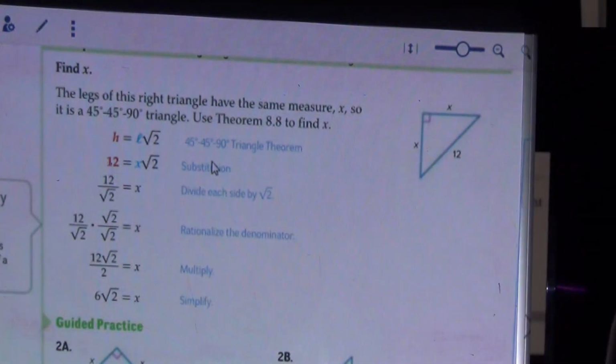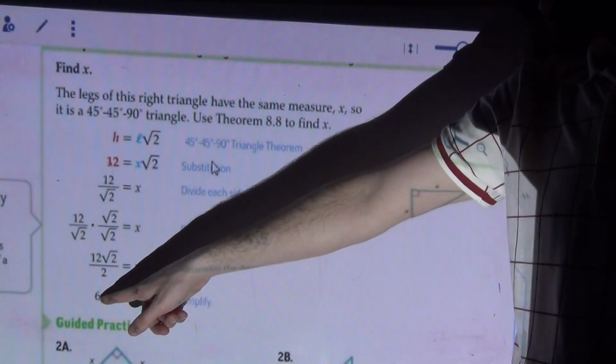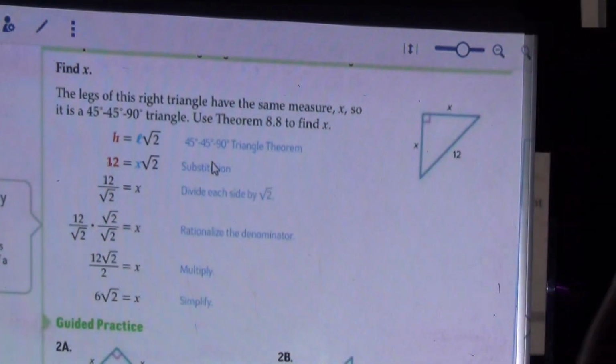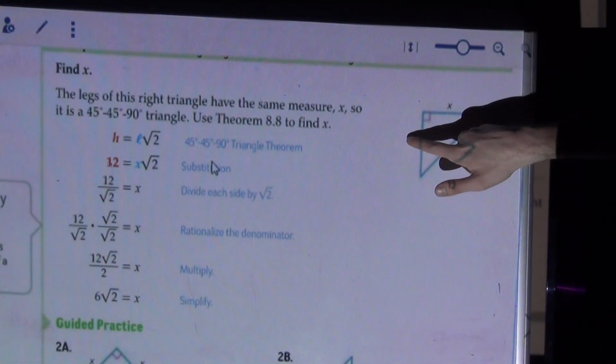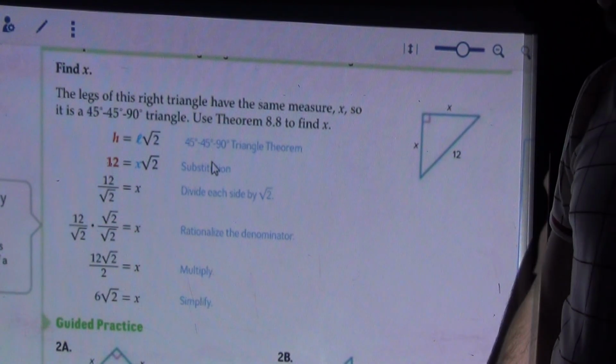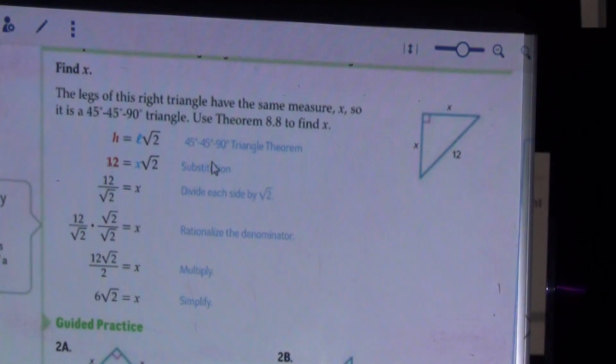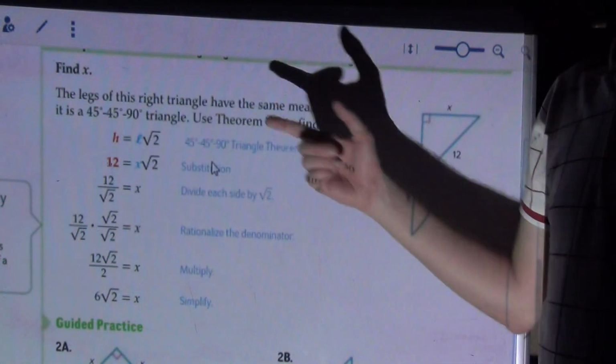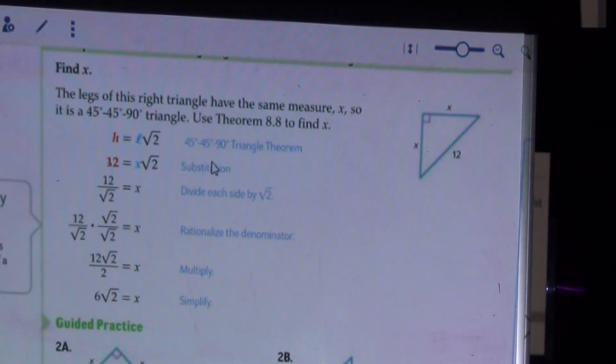This isn't going to happen every time, but 12 divided by 2 is 6. So I get 6 square root of 2 for my two legs. These are both going to be 6 square root of 2. And if I multiply, I should get 12. 6 square root of 2 is my answer. If I do 6 square root of 2 times square root of 2, the square root of 2 times the square root of 2 is 2, and 6 times 2 is 12. So that makes sense. That's how you find the legs.